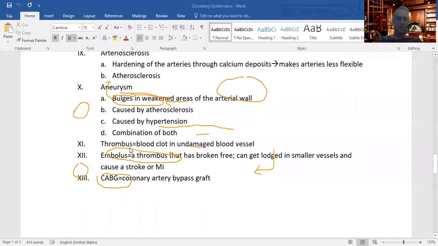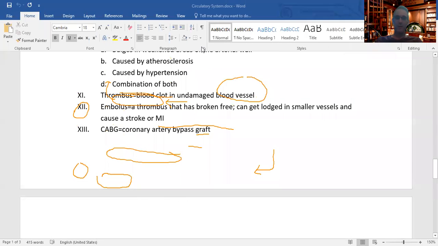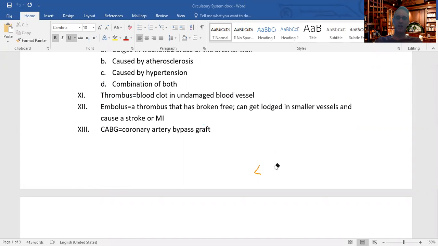The last term that I've put on here, let me erase here so we can see what we're looking at. A CABG is a coronary artery bypass graft. In other words, open heart surgery where they run the bypass around the blockage.